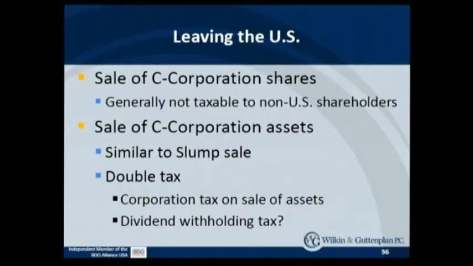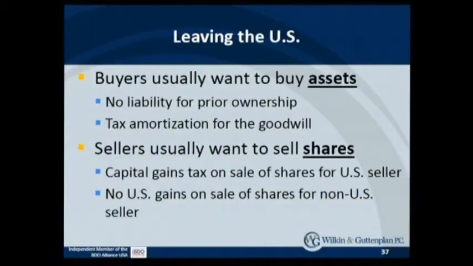Now, what if my C corporation sells its assets? In that case, I have a double tax. The corporation itself will pay tax, and then, assuming that I don't liquidate the corporation, how do I get that money out? It becomes a dividend subject to 2 levels of tax. So you may ask yourself, well, why wouldn't I just sell my shares? Why would I ever sell my assets?